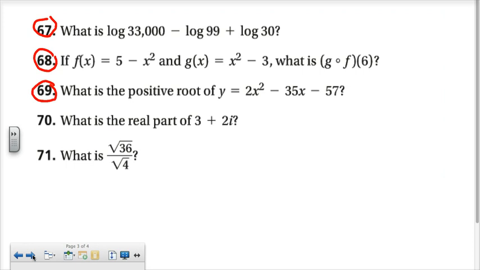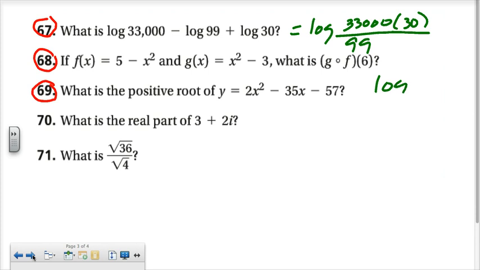Then number 67 says, what is all of that mean? Well, that means we're supposed to condense this. So we think, all right, that's going to be the logarithm of 33,000 divided by, because we have subtraction, 99, but then multiplied times 30. So let's see what all of that mess comes out to be when all is said and done. We have 33,000 times 30, but then we have to divide that by 99. And that is the logarithm of 10,000.